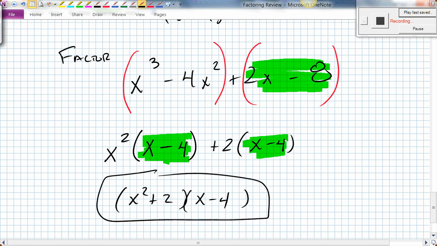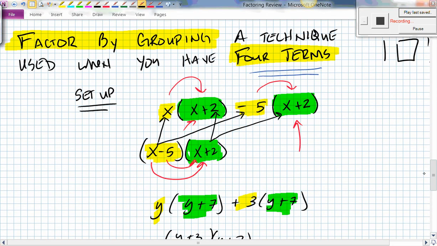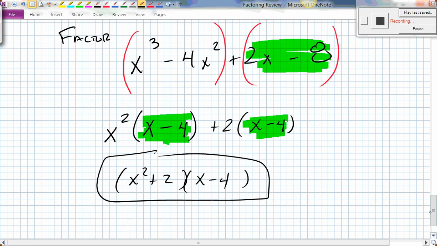What do you think about that? Factoring by grouping. Super, super cool. Used when you have 4 terms. There's the setup, and there's an example.